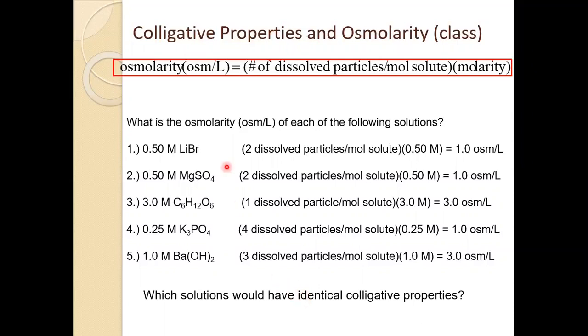So as a result, in these 5 solutions, solutions 1, 2, and 4 would be expected to have the same colligative properties. Even though they're composed of different types of solutes, their osmolarities are the same. Likewise, solution 3 would be expected to have the same colligative properties as solution 5. Once again, because they have the same osmolarity values.